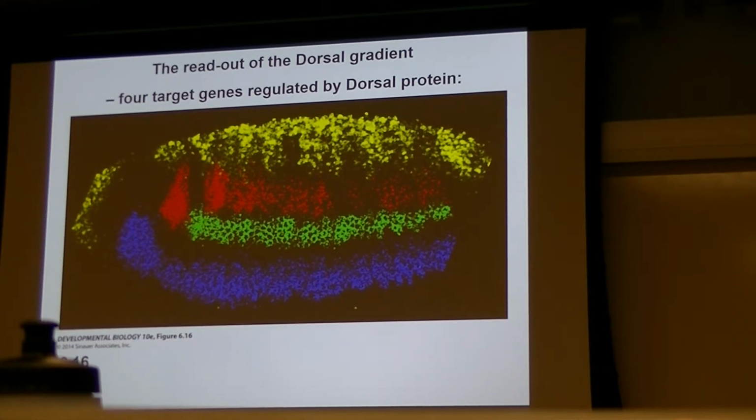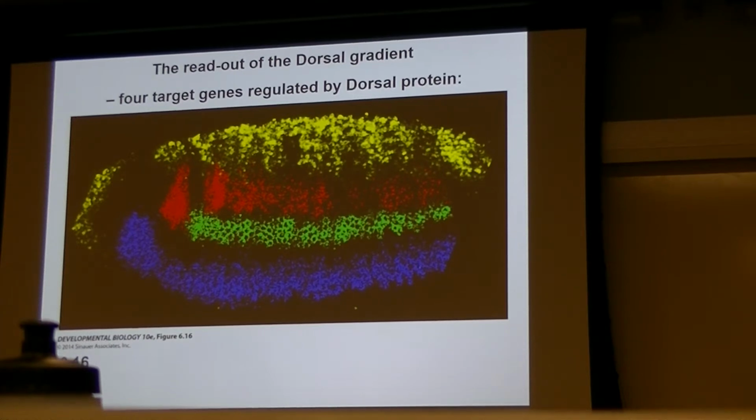And it may remind you of the gap gene kind of expression. So we get these really discrete bands of expression at different places in the embryo. And this is actually the kind of readout that you could get from a continuous morphogen gradient. You can still get these chunks, domains of expression, because each target has a certain threshold that it responds to for the amount of dorsal protein that's present.